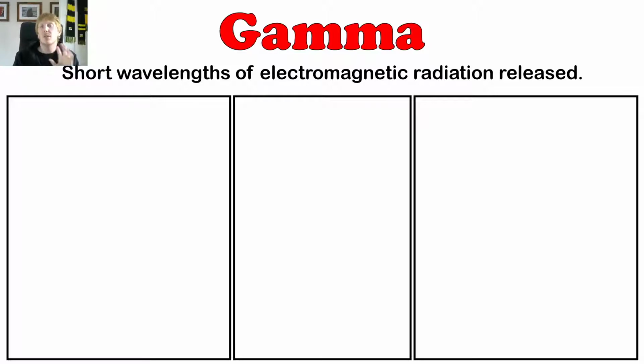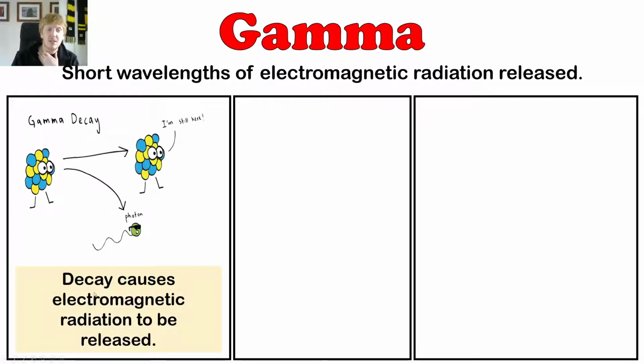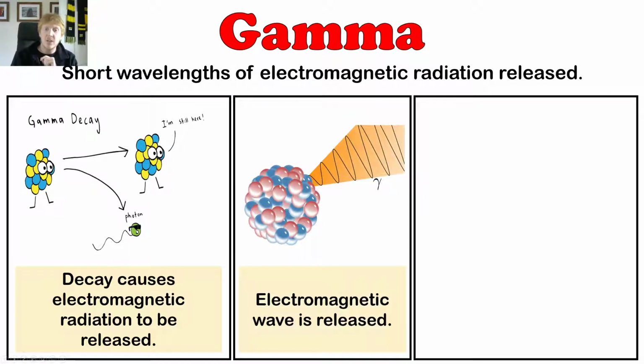So lucky last is gamma. You don't need to know as much about gamma as you do about alpha and beta, but I'll do the best I can. Gamma decay is when a short wavelength of electromagnetic radiation is released. This basically means that the decay of this nucleus causes a photon, or electromagnetic radiation, to be released in the form of a wavelength. It's an electromagnetic wave, and you can see it here. This symbol here, that funny looking V, is the gamma symbol.